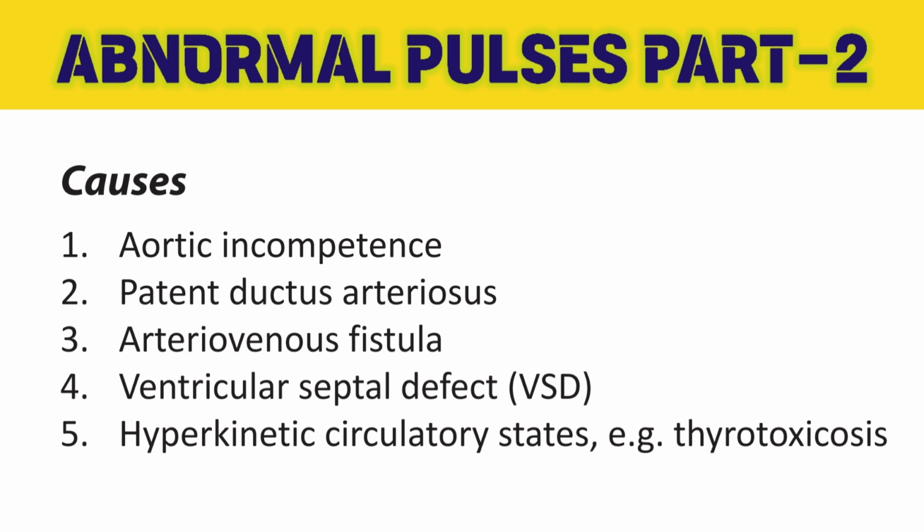So, in summary, Corrigan pulse is a type of pulse where we can see rapid upstroke and rapid downstroke, which is more commonly seen in aortic regurgitation.